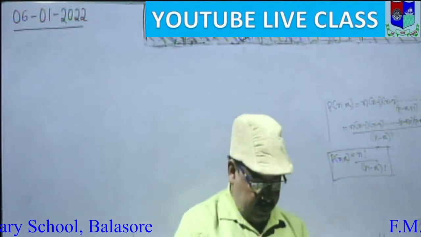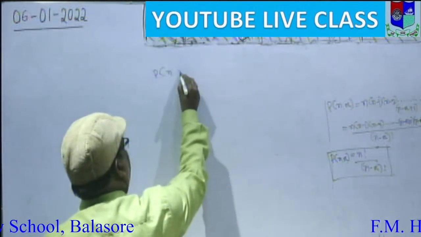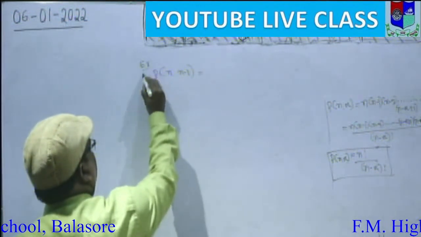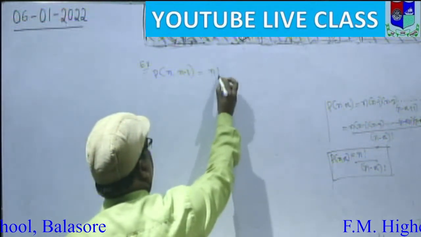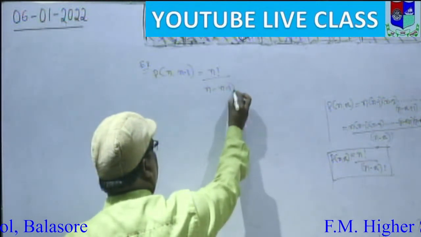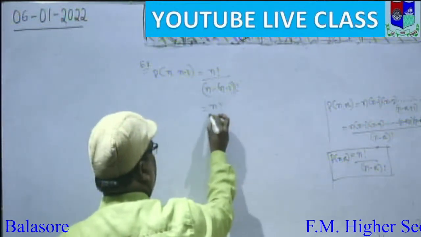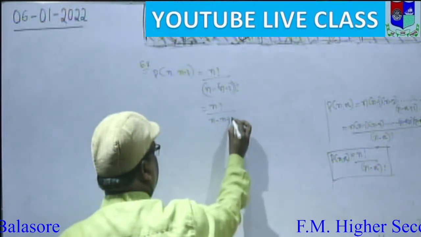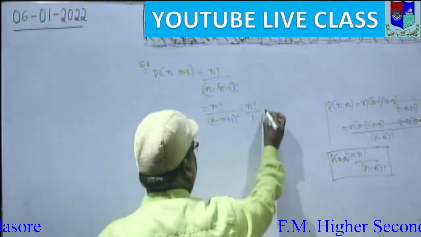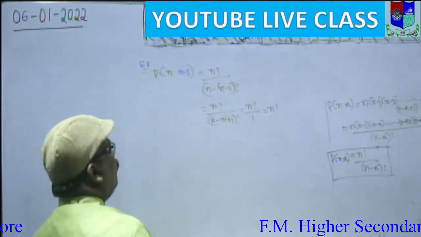We will consider another example. P(n, n-1), what will be the result? Similarly, we write n factorial divided by (n minus 1) factorial. So this is n factorial over (n minus (n minus 1)) factorial, that is n factorial by 1 factorial, which is 1. So the answer is n factorial. So this is P(n, n-1).